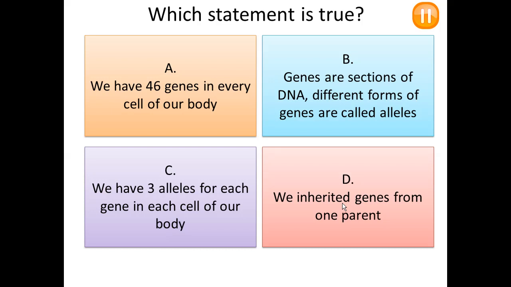Okay, let's have a look at the right answer. So which statement is true? And the right answer is B. So genes are a section of DNA. Different forms of genes are called alleles.